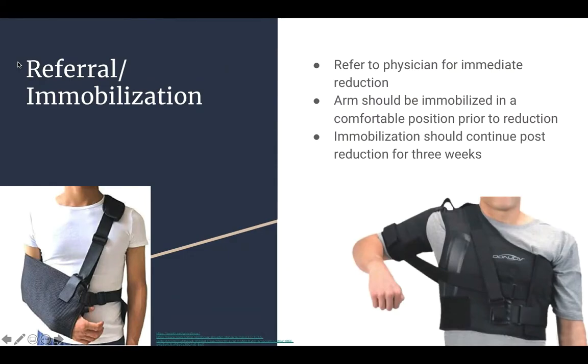For referral and immobilization, an athlete or patient with dislocation should be referred to a physician for immediate reduction. The arm should be immobilized in a comfortable position prior to reduction, and then the immobilization should continue post-reduction for 3 weeks. The picture on the right is a shoulder brace that holds the arm out to the side, and on the left is the normal sling that we all think about when we think of a shoulder sling.